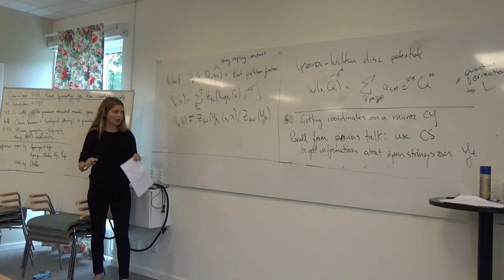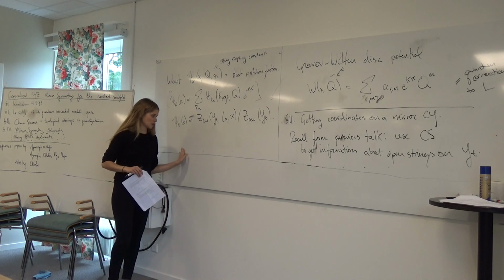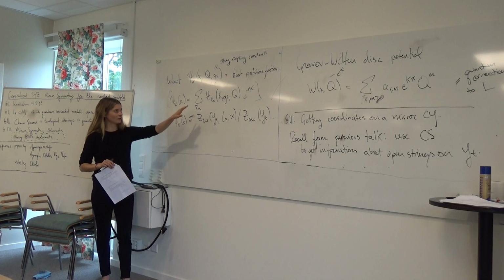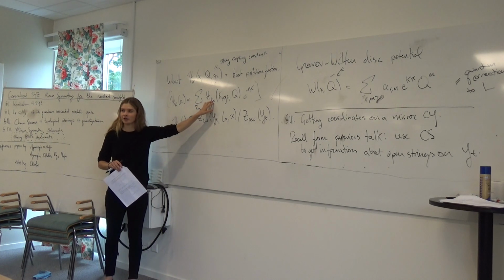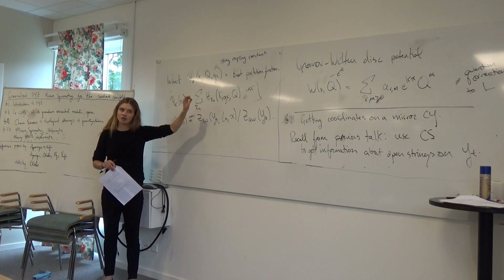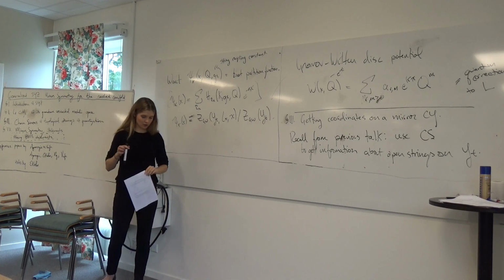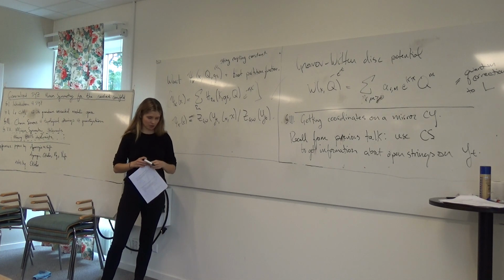I think the takeaway for me is that this is some HOMFLY polynomial, so this is some knot invariant. The point is that string theory knows about knot invariants. How do you get this thing? Well, you can just start integrating.